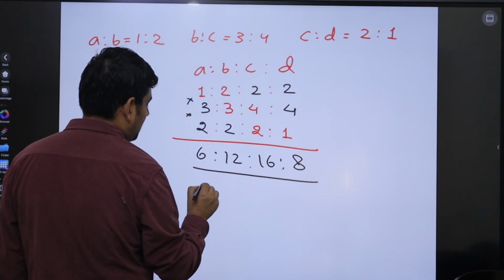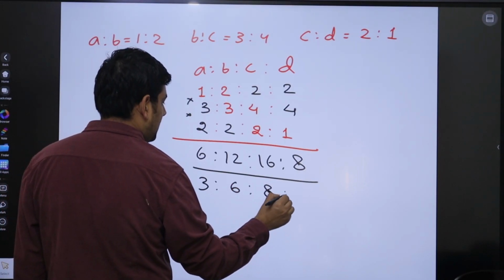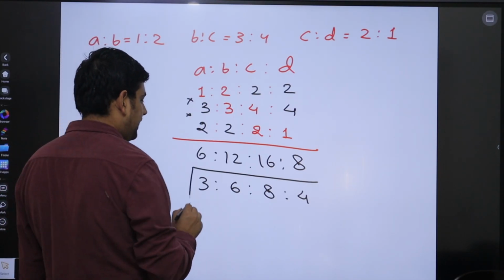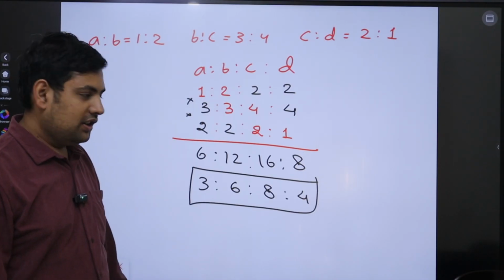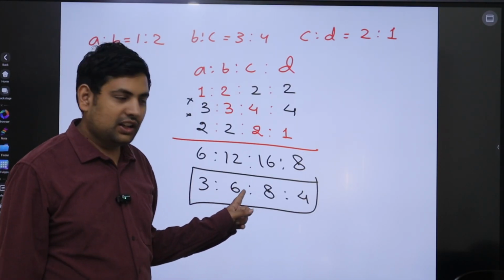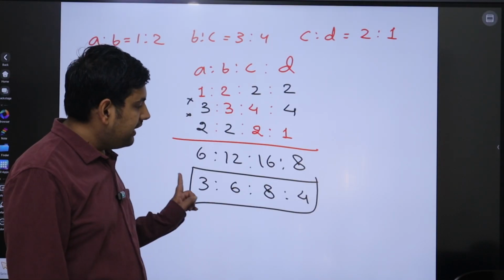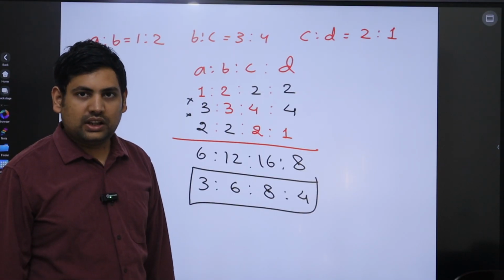Yes. So basically this is 3, then 6, then 8, then 4. Now is there anything else common? Anything else that is still common between them? No. Some people leave 3 as it is and divide the other numbers also by 2. But that is wrong. It must be dividing the entire ratio. Otherwise you cannot cancel it out.